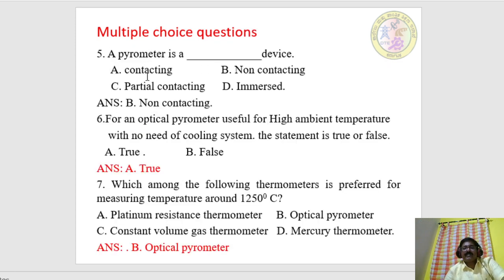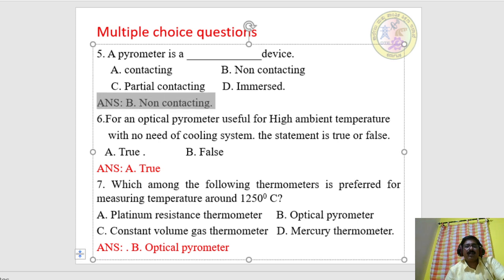Fifth multiple choice question: a pyrometer is a device. Options are contacting, non-contacting, partial contacting, immersed. A pyrometer is a non-contacting device. Without contacting the surface, it will detect the temperature. Correct? Then the answer will be non-contacting.